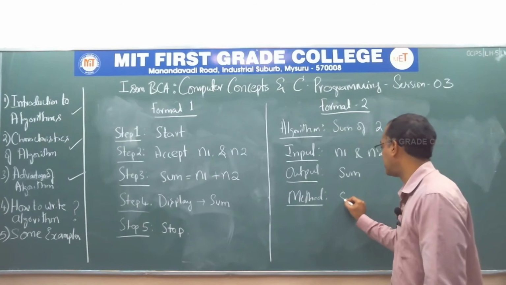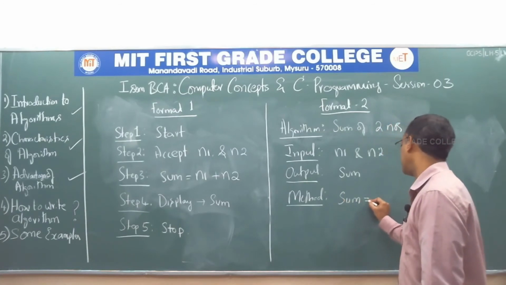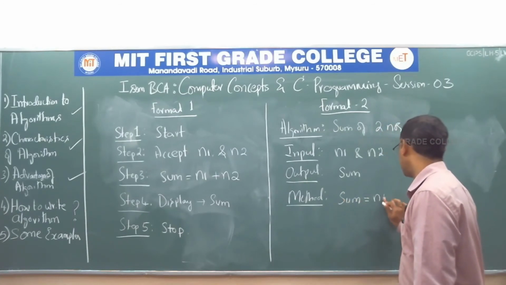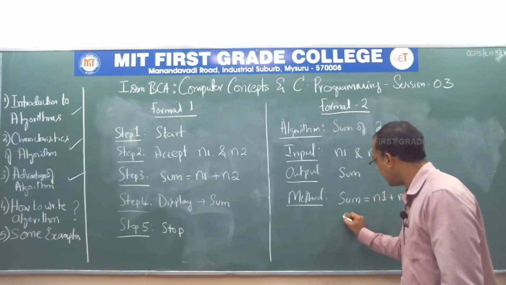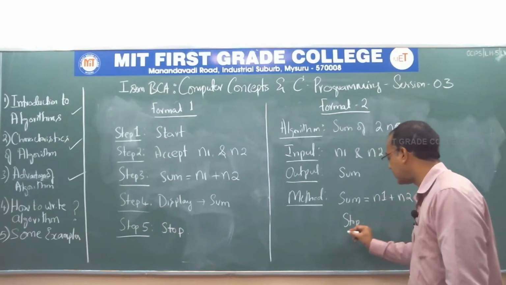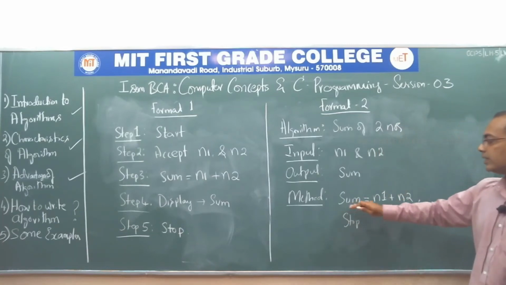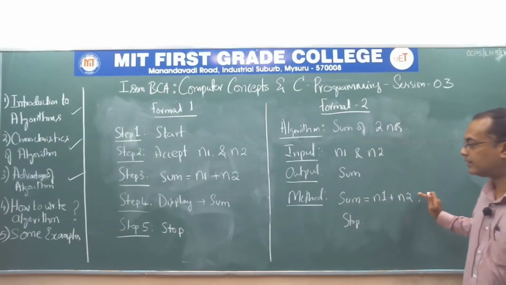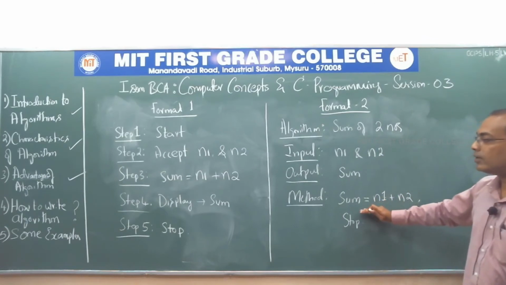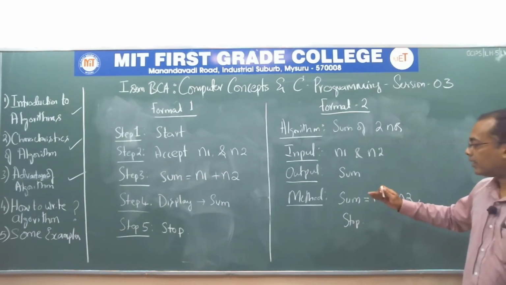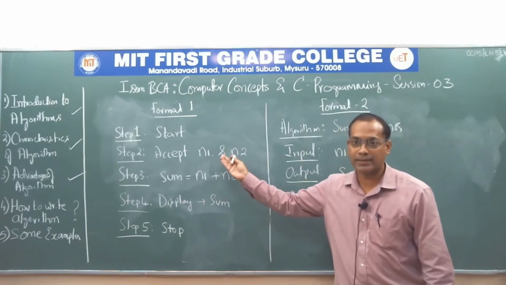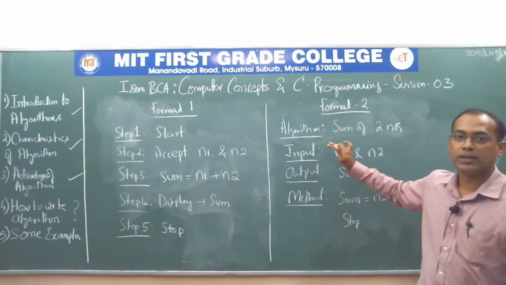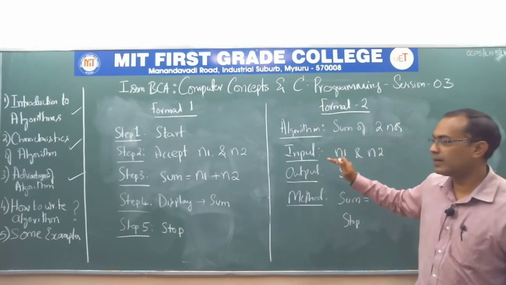Here in this case it's a very simple algorithm. Sum is equal to n1 plus n2, and then you can write stop. Actually this is also not required, you can just cut off over here itself. Here you don't need to write output statement or input statement like how you have written here, display and accept. So it is assumed when you are specifying as input and output.